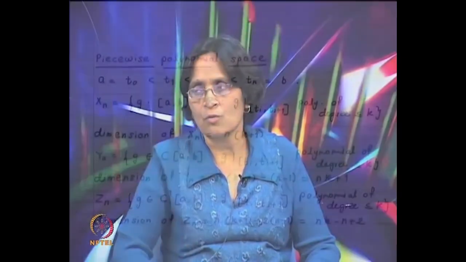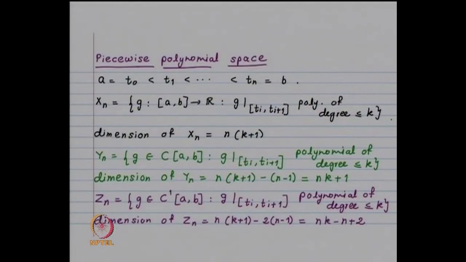So, as I said, our interval [a, b] is going to be divided into n equal parts, and then you consider X_n to be the set of all g defined on interval [a, b], such that the restriction of g to interval [t_i, t_{i+1}] is a polynomial of degree less than or equal to k. We have got n intervals. In each interval, it is a polynomial of degree less than or equal to k. That means we have got k+1 coefficients at our disposal. So, in total there are going to be n(k+1), and that is going to be the dimension of the space X_n.